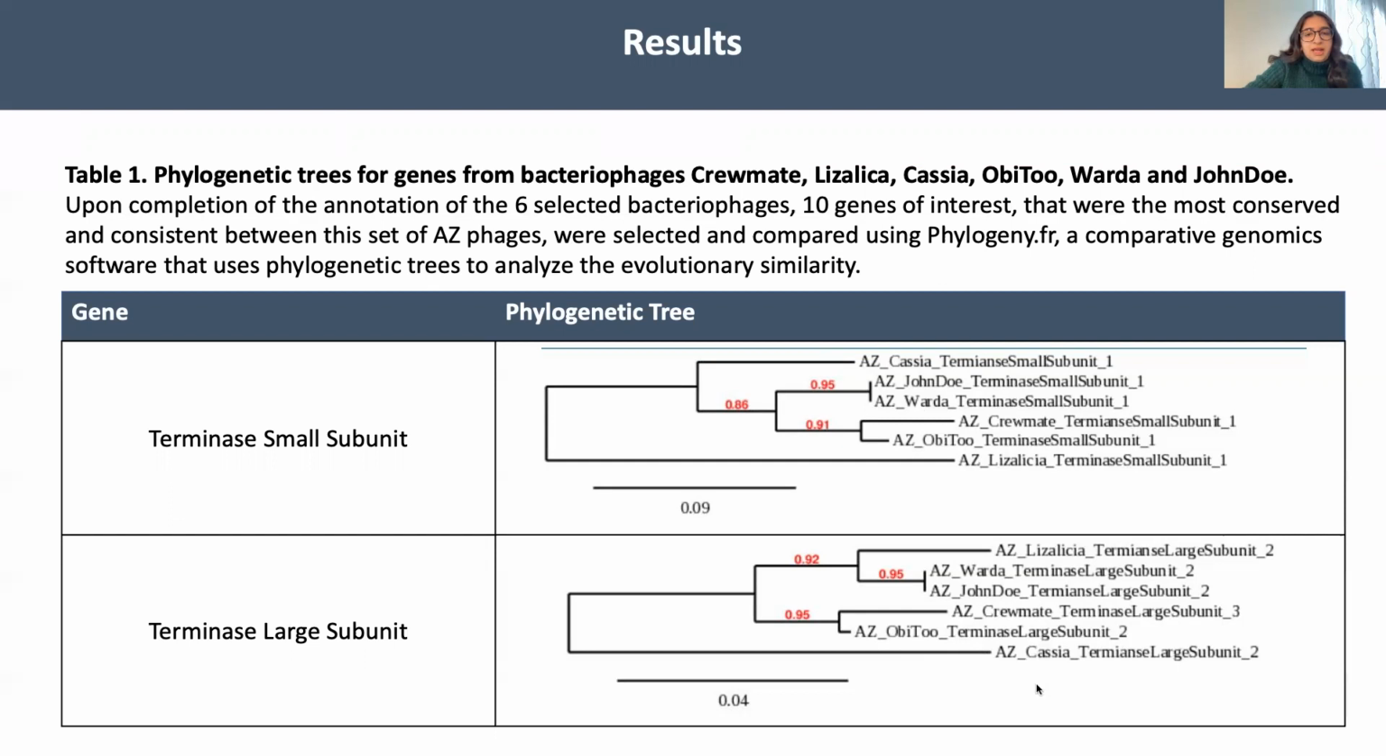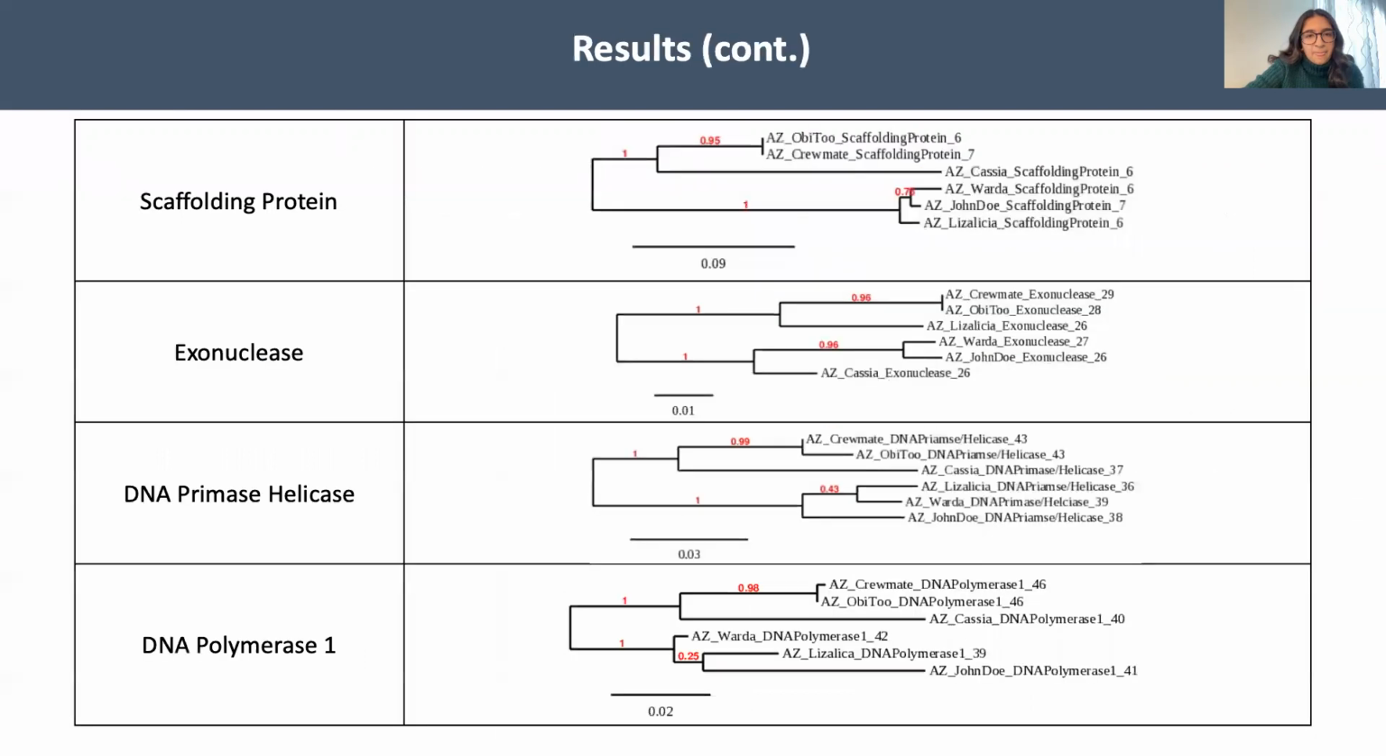And we can see the same thing happens for the terminase large subunit. Cassia is quite different from the rest as the branching event occurs right away. These are other values and other phylogenetic trees for the other selected genes of interest. As we see here, these red values are bootstrap values, and higher bootstrap values indicate more confidence in that branch. So there's more likelihood that this evolutionary event did in fact happen.